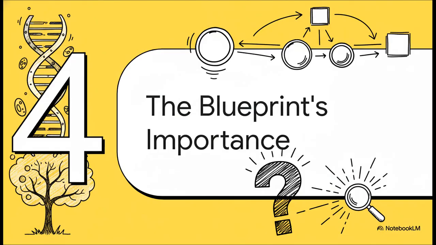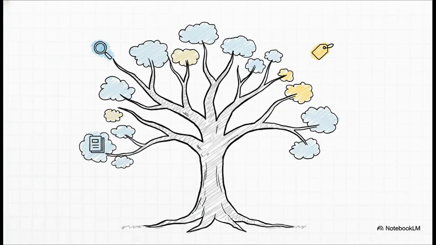Okay, we've gone from the biosphere all the way down to the cell, and we've looked at the system for sorting all of life. But let's just pause for a second and ask the big question. So what? Why does any of this matter? Well, understanding this blueprint is everything. It gives us a logical map that takes the ridiculously complex world of biology and makes it systematic, makes it something we can actually study.